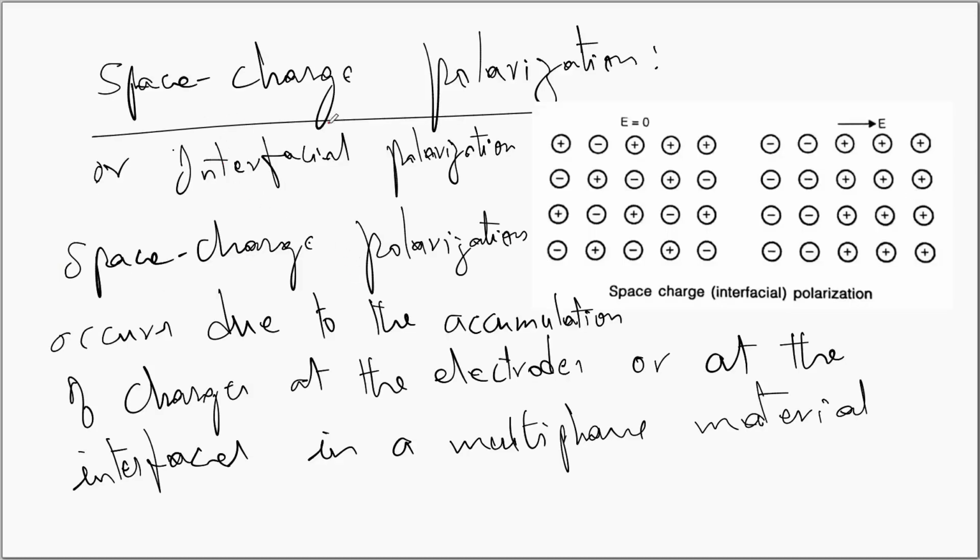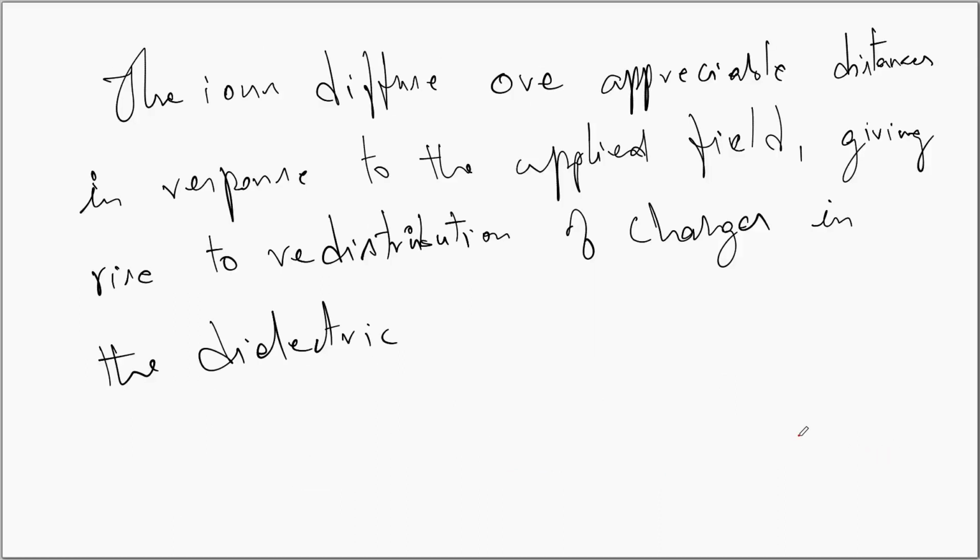We have seen the space charge polarization or the interfacial polarization. The space charge polarization occurs due to the accumulation of charges at the electrodes or at the interfaces in a multi-phase material. The ions diffuse over appreciable distances in response to the applied field, giving rise to redistribution of charges in the dielectric, and the polarization thus produced we call space charge polarization or interfacial polarization.